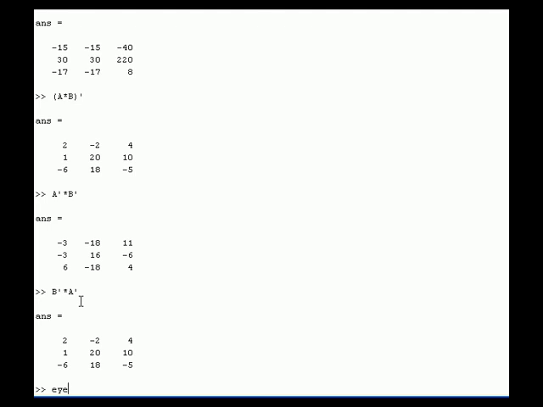In MATLAB, EYE of 3 is the 3 by 3 identity matrix, and you can take any of those 3 by 3 matrices and multiply by the 3 by 3 identity on either side, and it doesn't change A. Here's the original A. Multiply on the left or the right by the identity. It doesn't change it.